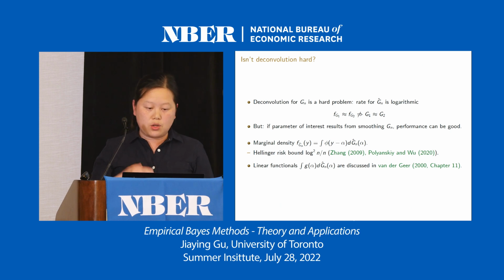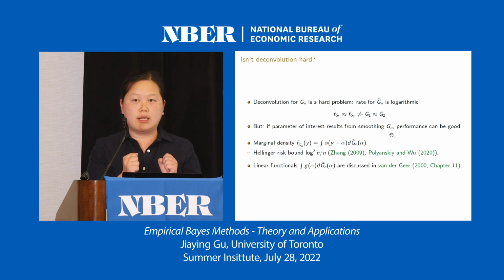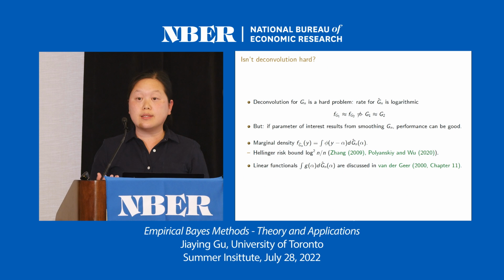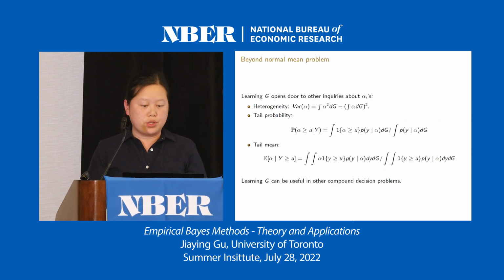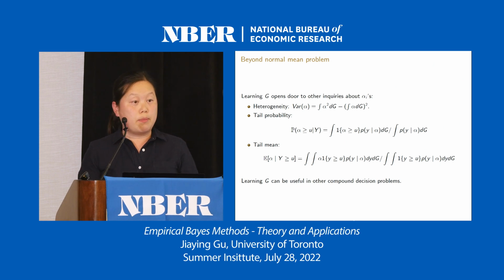Okay, but oftentimes what we are interested in is not G itself. It's some functional of G. So if the parameter of interest results from smoothing Gn, then performance can be good. For instance, the marginal density is a smoothing of Gn, and we indeed have encouraging Hellinger risk bounds documented in a sequence of theoretical papers. And in general, for linear functionals, I would defer the reader to Van der Geer. She has a chapter discussing the assumptions that lead to good properties of linear functionals of this non-parametric MLE estimator.